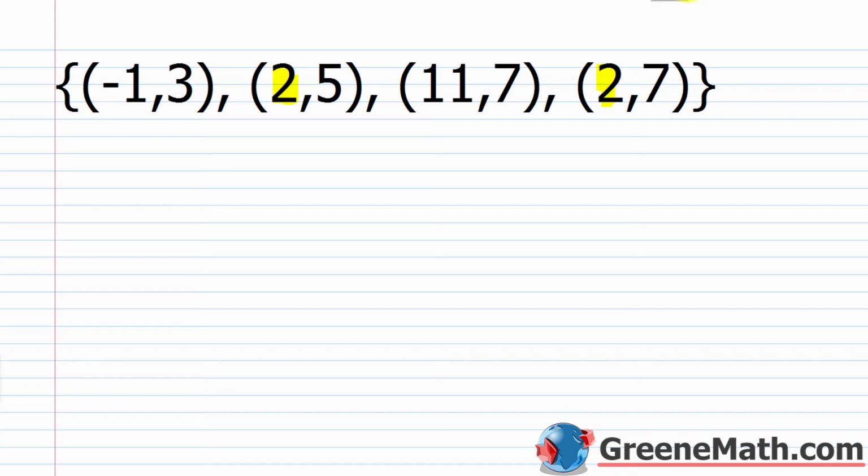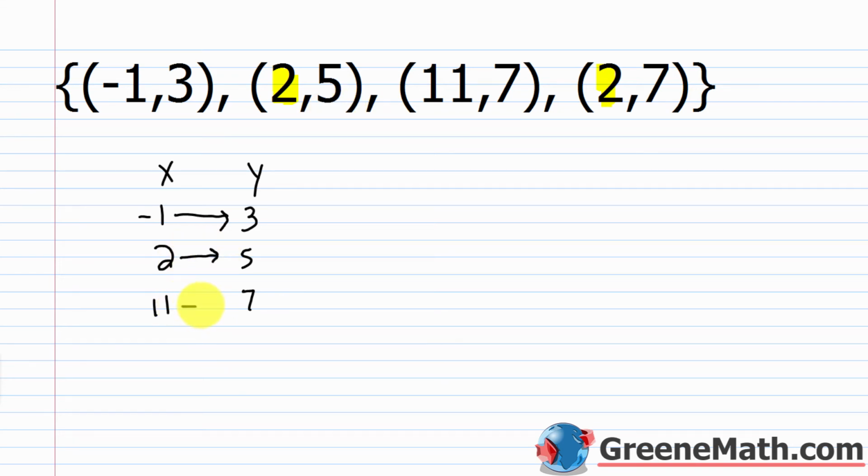That's a problem because, again, if I list this out and I say, okay, my x values and my y values, so the domain, the set of x values, I have negative 1, 2, and 11 only. For the range, or the y values, I have 3, 5, 7, and then 7 again. Negative 1 is linked to 3. 2 is linked to 5.